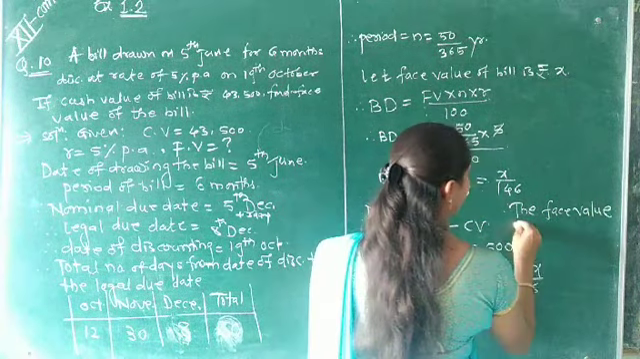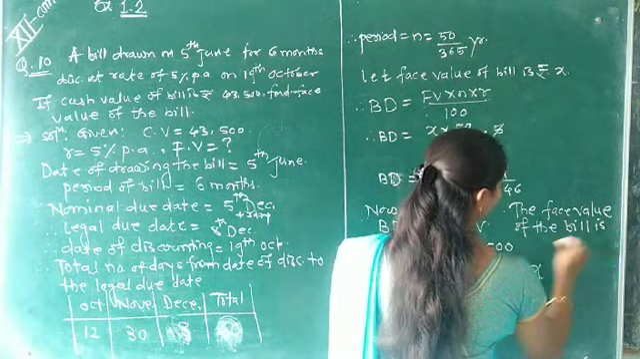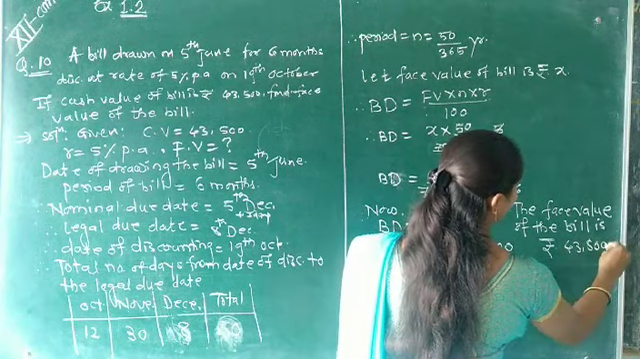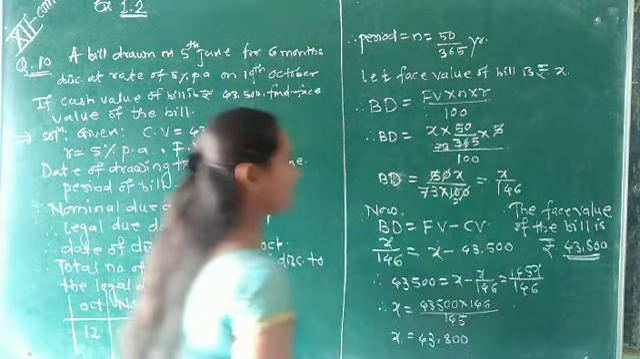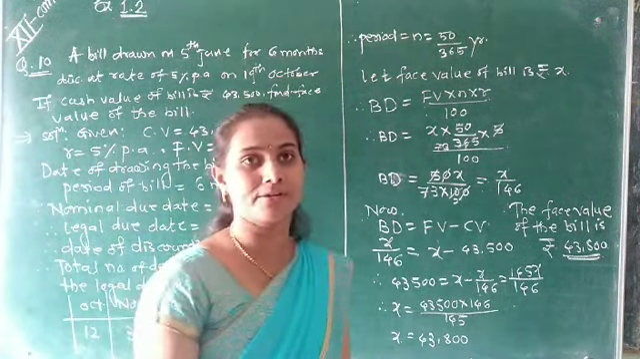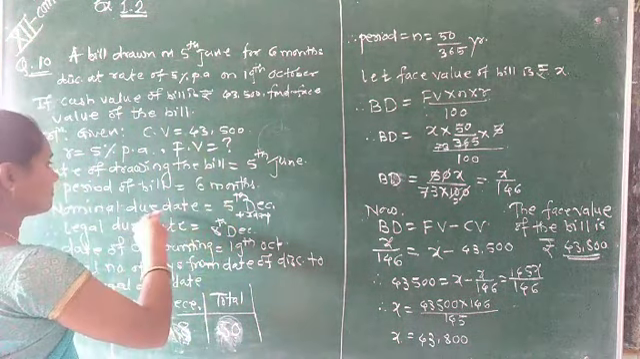Therefore, the face value of the bill is rupees 43,800, and the cash value, which is what is given here, is 43,500. Legal due date च्या आधी बिल भरलेलं होतं किती तारखेला?